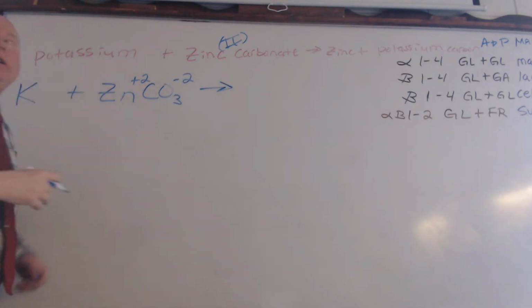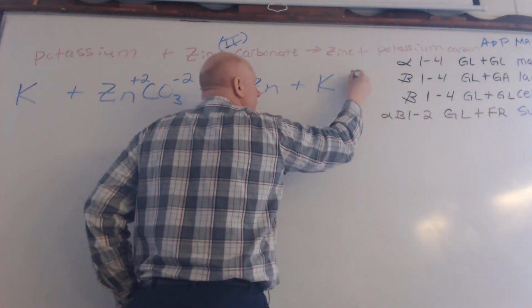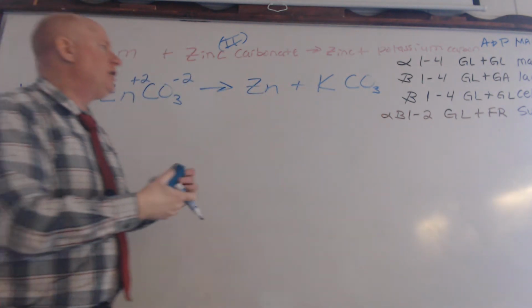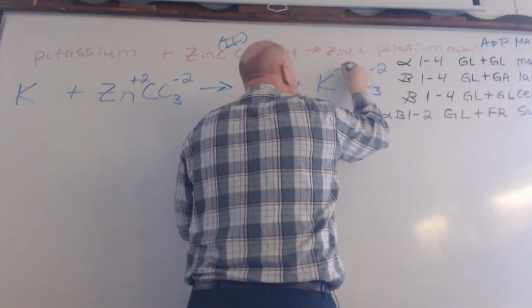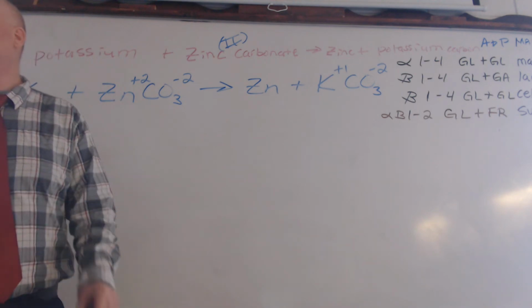what does that mean if it's on the left-hand side of the arrow? It's the reactant. Then the products are on this side. This is potassium carbonate, K2CO3. Do the charges add up to 0? No. So what do we have to do? Put a 2 for the potassium. Okay.